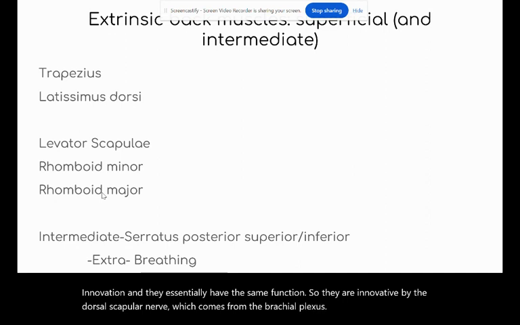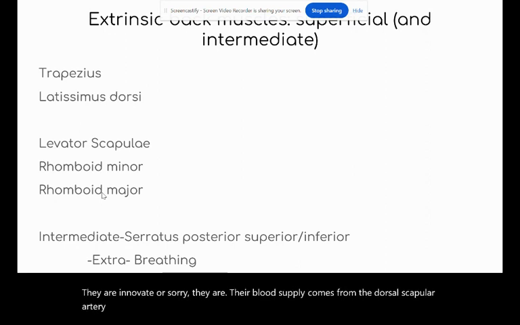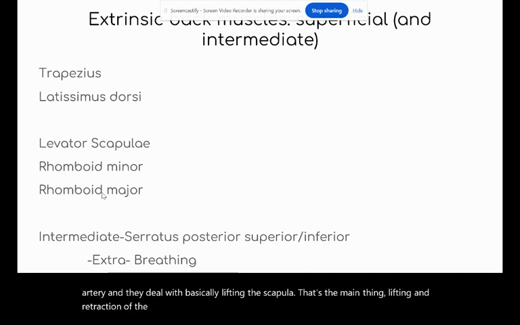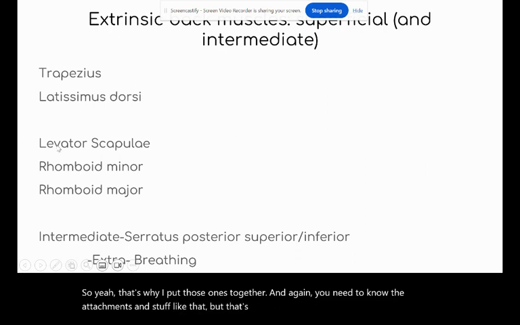Their blood supply comes from the dorsal scapular artery, and they deal with lifting the scapula. That's the main thing: lifting and retraction of the scapula. So that's why I put those ones together. And again, you are going to need to know the attachments and stuff like that, but that's just kind of memorize that. But big picture, it's easier to think of them in a group.